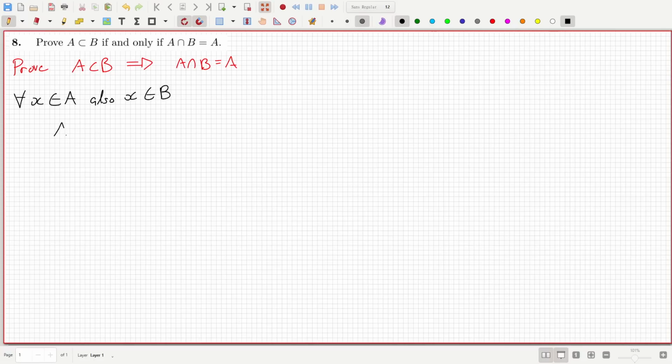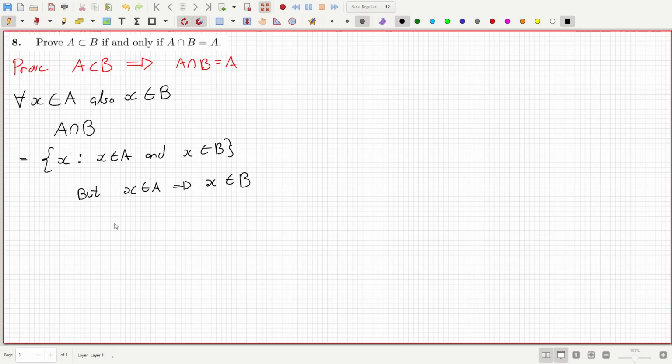So let's calculate now the intersection. That'd be all X, where X is in A and X is in B. But X being in A implies X also is in B. And if X is in B and X is not in A, then we don't have the and.